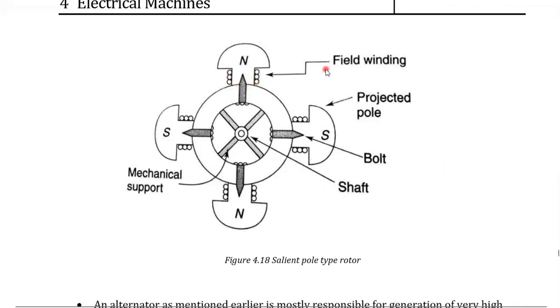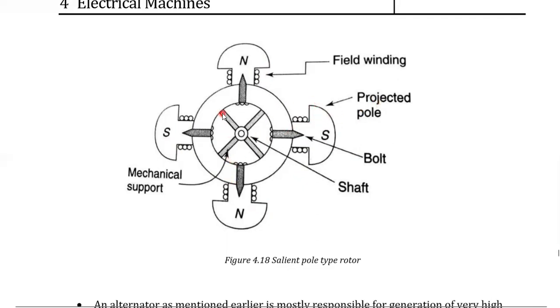By using the field winding, the north pole is developed. This is excited by DC, not AC. So the north pole is fixed, the south pole is fixed, the north pole is fixed. North pole, south pole, north pole, south pole, like this. This is called the shaft. By using bolts, these field poles are projected and placed here. These are called projected poles.